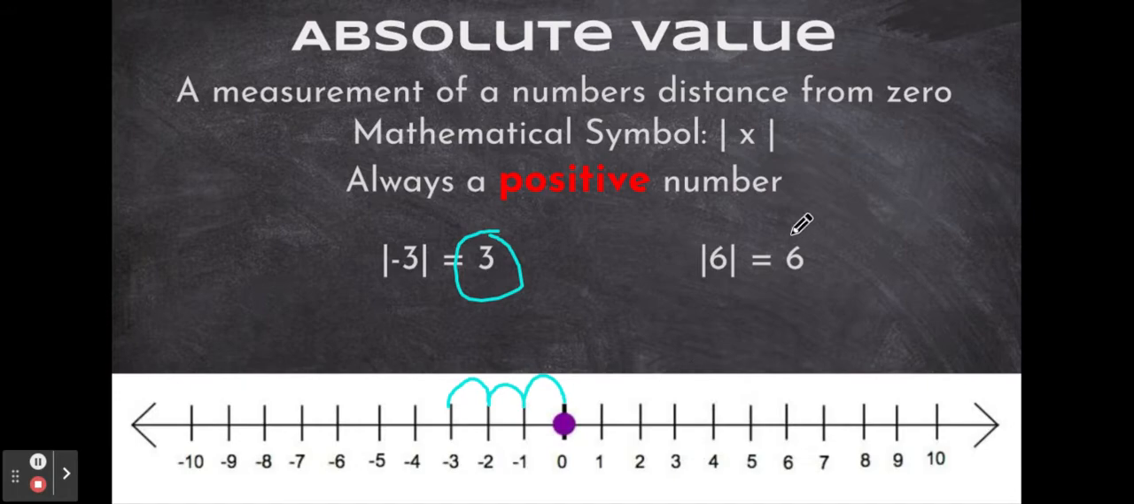On the other side, okay, the absolute value of 6. Well, if I'm going the other direction, I'm going to start at 0 again, and I'm calculating how far 6 is away from 0. So if I do my little jumps here, we find out that 6 is 1, 2, 3, 4, 5, 6 jumps away from 0. So the absolute value of 6 is simply 6.